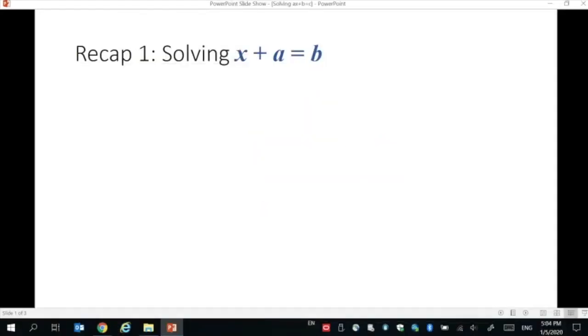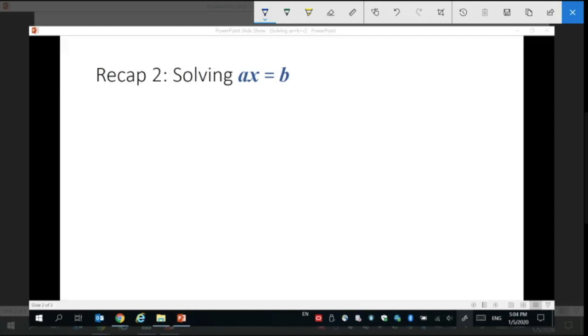Let's recap another type of equation that you have learned, which is ax equals to b. For example, let's have 8x equals to 24. So right now, the coefficient of x is positive 8. Okay, to solve for x, my coefficient must be positive 1.